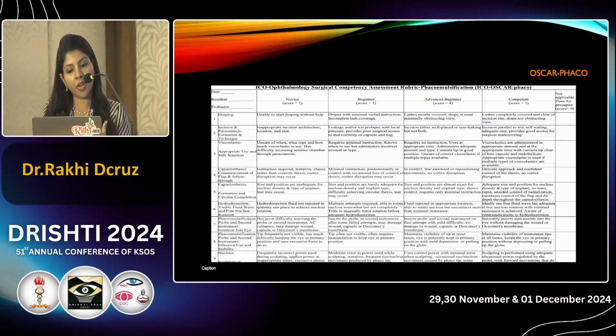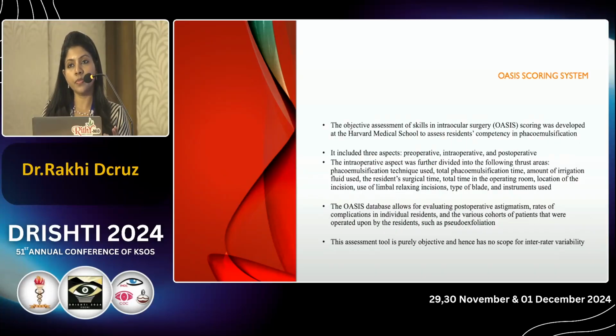It is available for phaco also, very detailed and stepwise, so that you will know what is expected of you with phaco also. Then there is another scoring system which is known as the OASIS scoring system, and here there are 3 aspects. They grade your preoperative, intraoperative and postoperative aspects. Postoperatively, they will look at the astigmatism that you have created, the rate of complications of individual residents, and the cohort of patients, like whether you have operated on a pseudoexfoliation patient or not. So everything will be assessed.